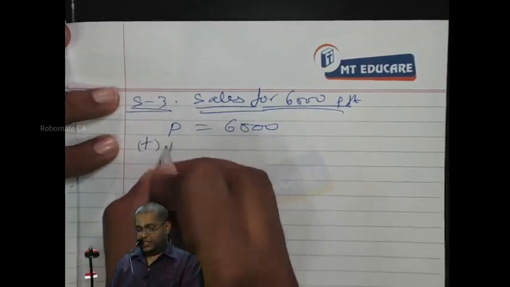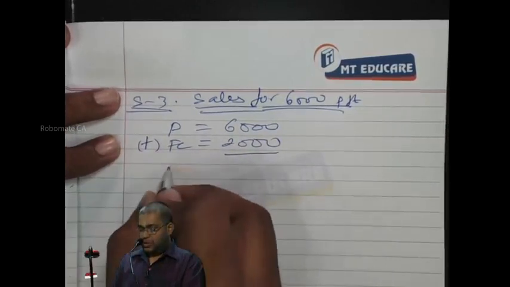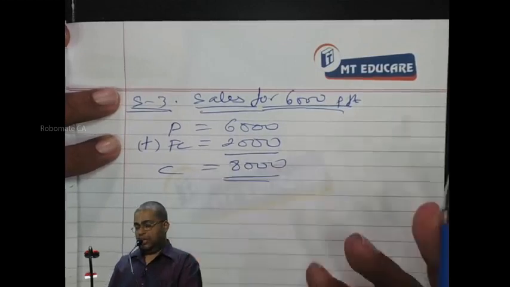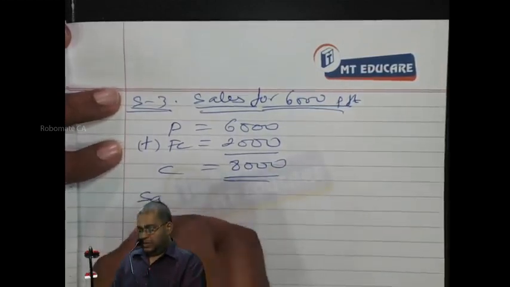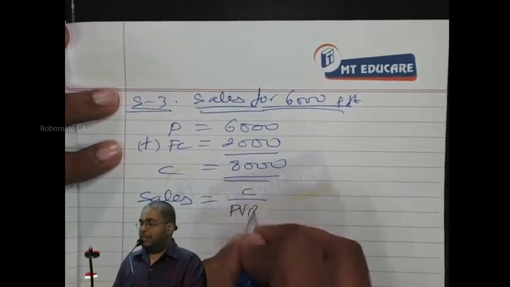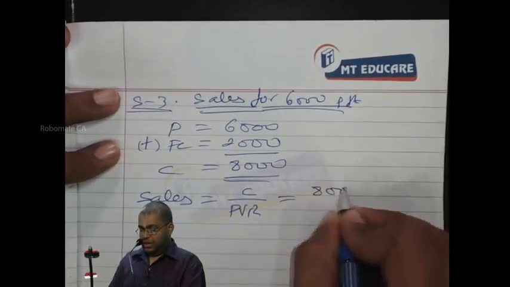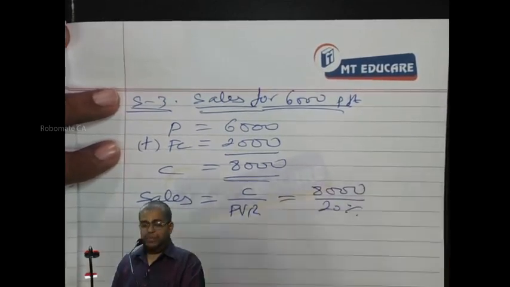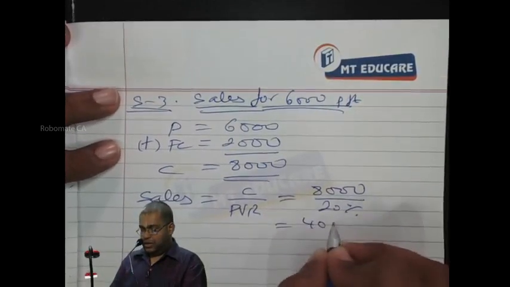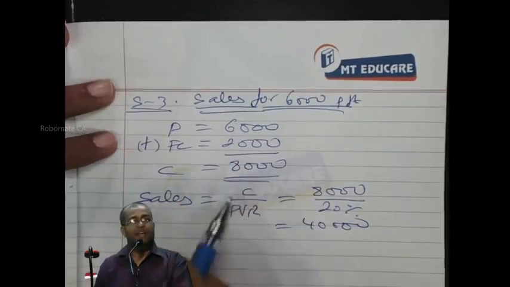What should I add? Fixed cost. What is the fixed cost? 2,000. What is the contribution required? 8,000. Sales is equal to contribution by PV ratio, so 8,000 divided by 20%. What is the sales required? 40,000. The sales is 40,000.